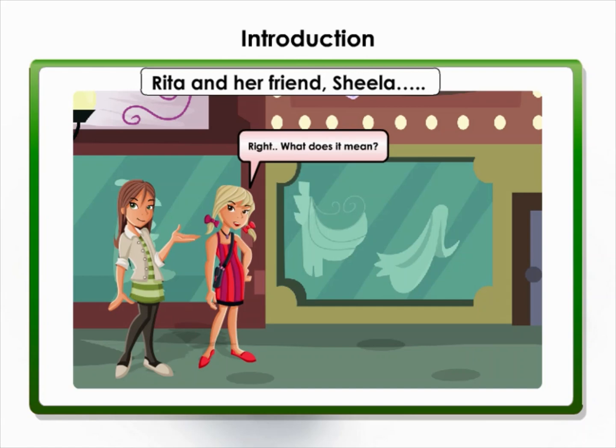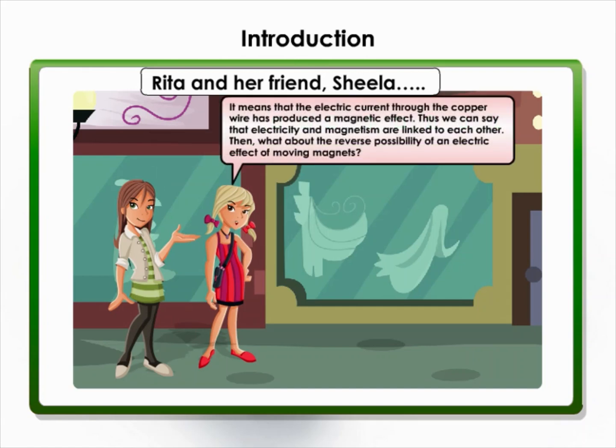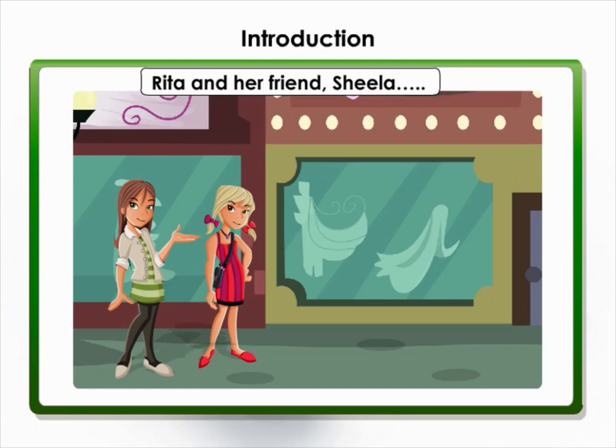Right. What does it mean? It means that the electric current through the copper wire has produced a magnetic effect. Thus, we can say that electricity and magnetism are linked to each other. Then, what about the reverse possibility of an electric effect of moving magnets?